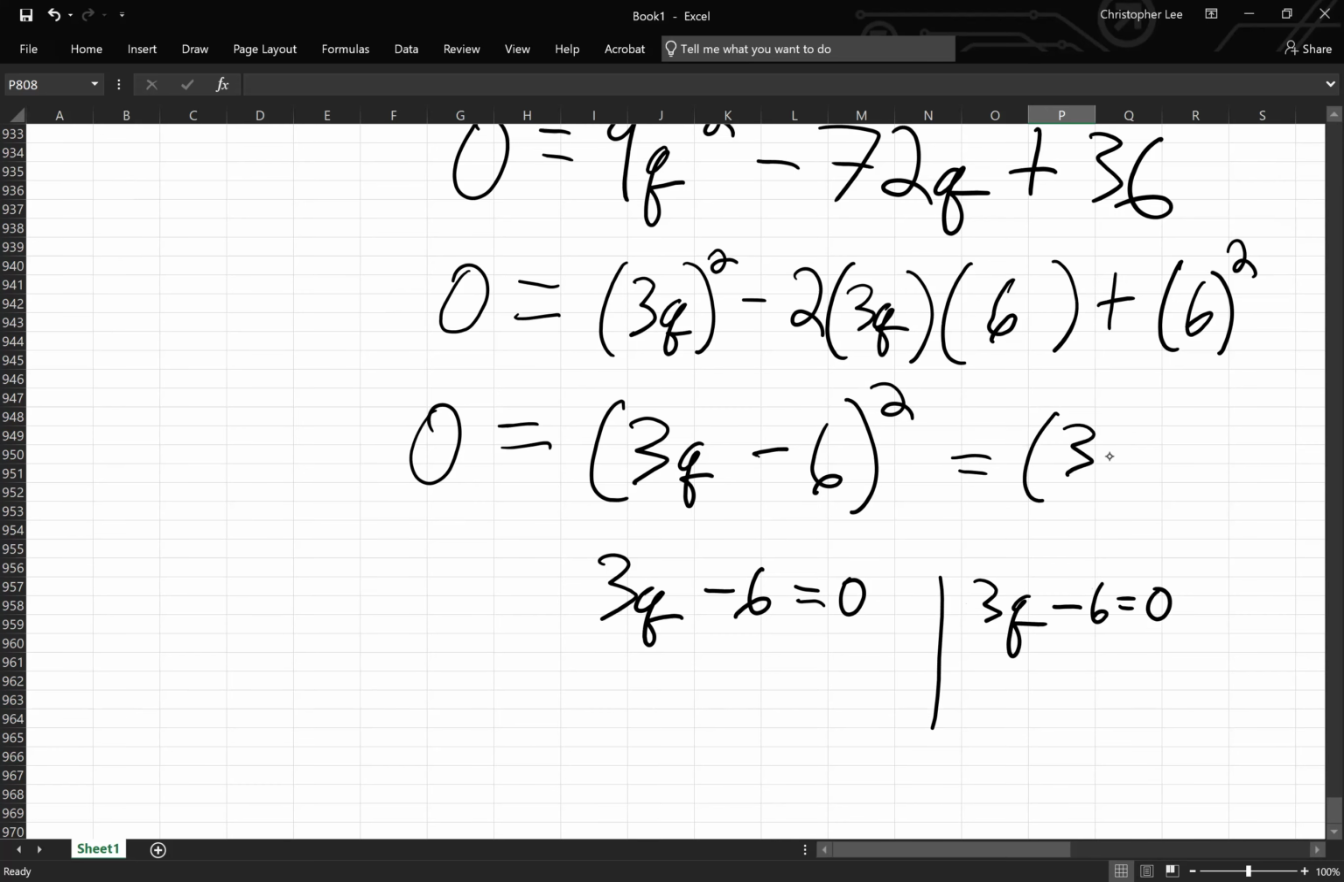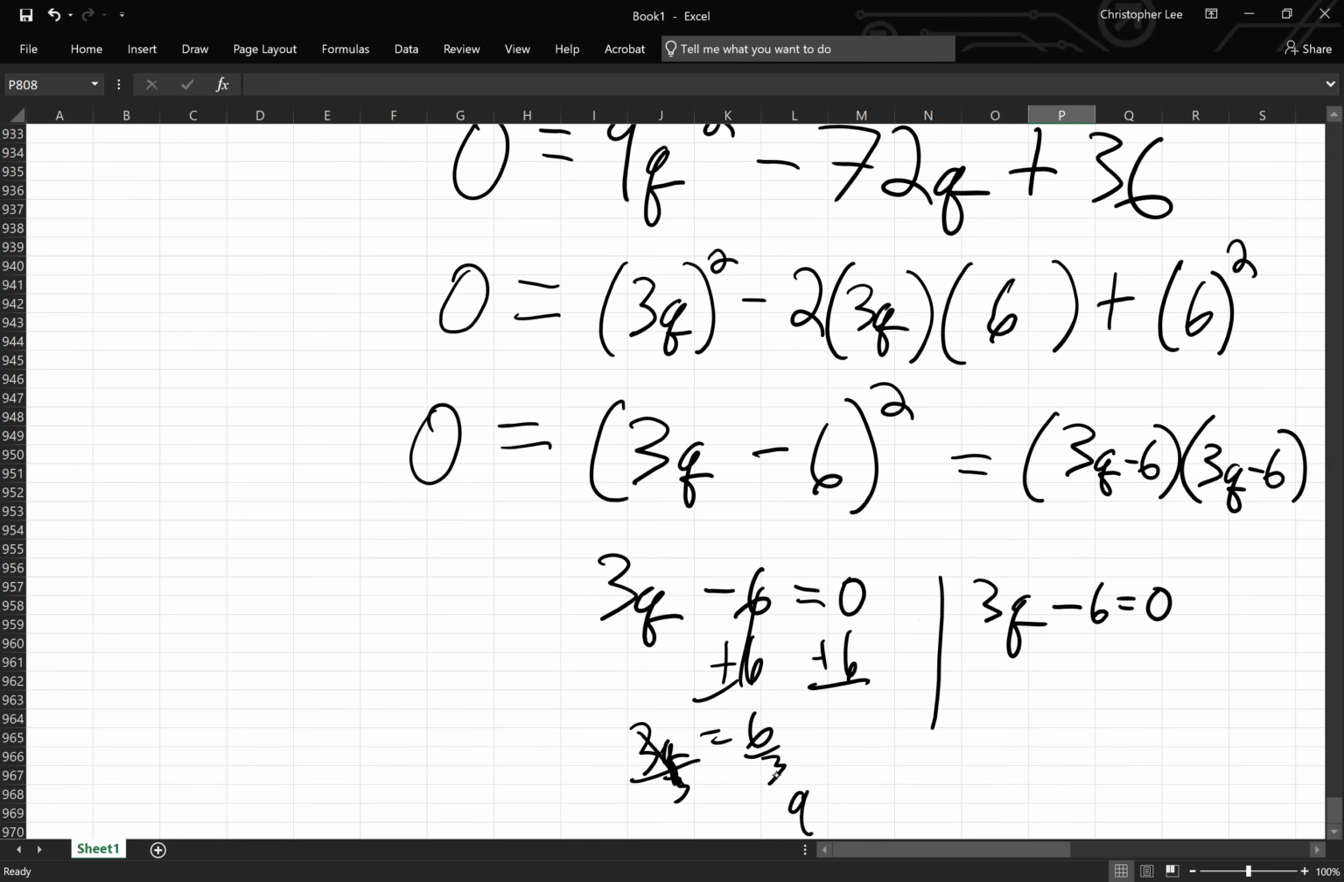So what this is like this. It's 3q minus 6 times 3q minus 6. That's why I'm doing it like that, right? Of course, equals 0. So set both of them equal to 0 and solve for q in both. Same thing, add 6, add 6. 3q is equal to 6, divide by 3, divide by 3. q1 equals 2. Add 6, add 6. 3q is equal to 6, divide by 3, divide by 3. q is equal to 2.